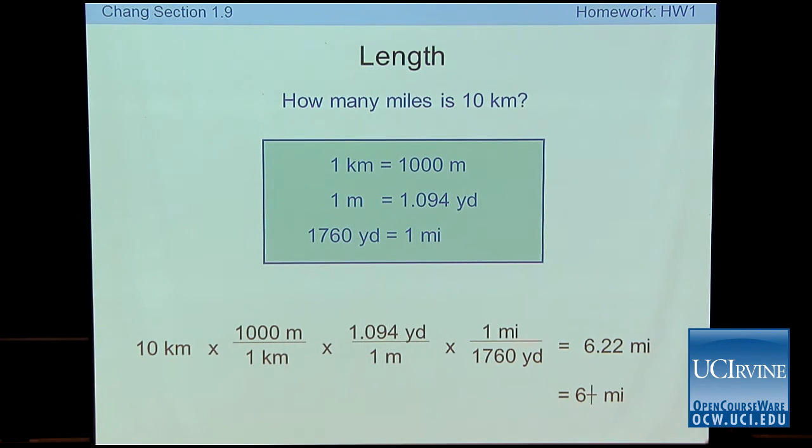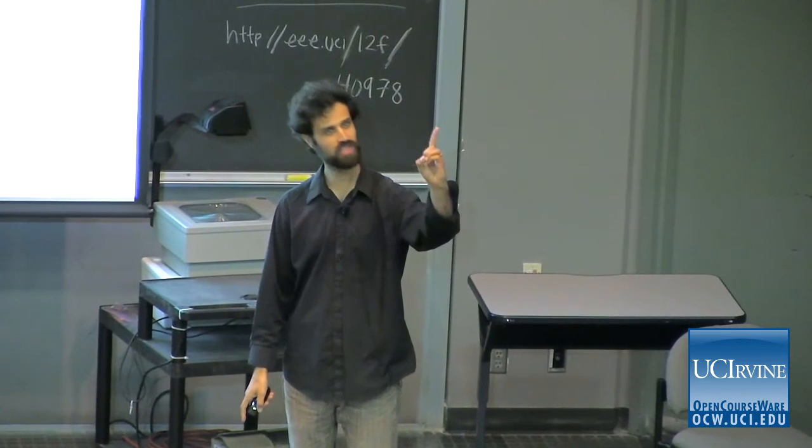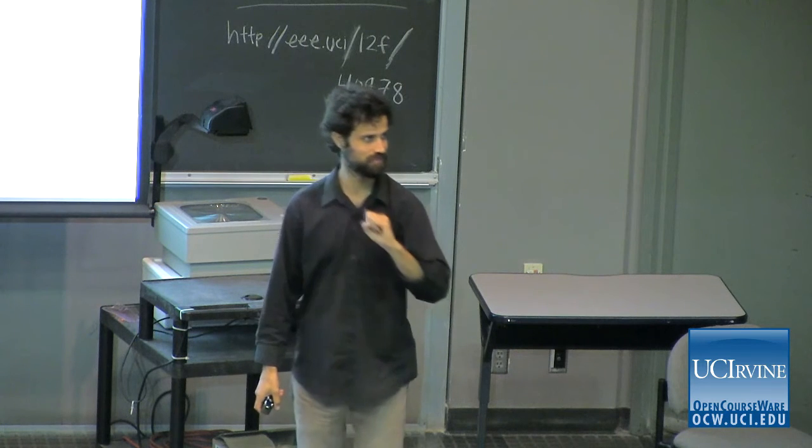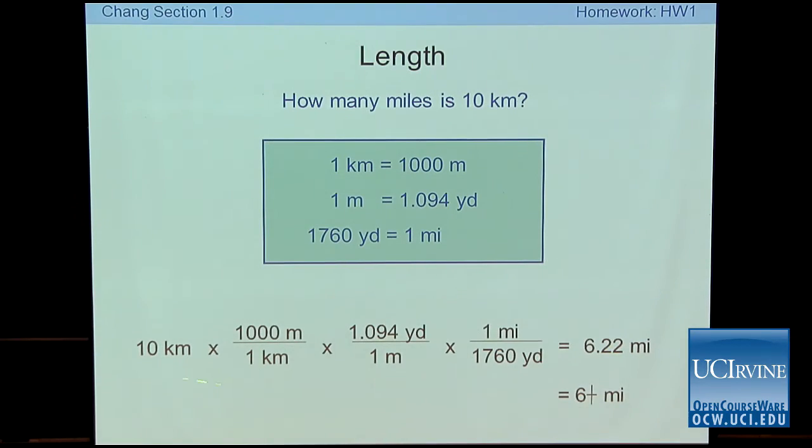This number 10 has only one significant figure. Only one. This is a trailing 0, and there's no decimal point, which means it is not significant. This is only one significant figure, so 6 is the answer.